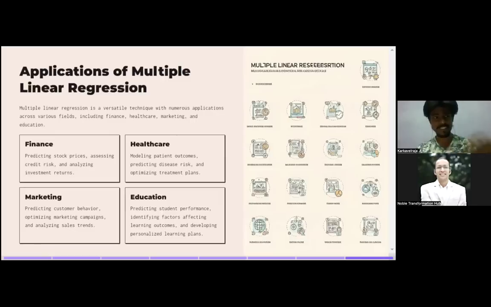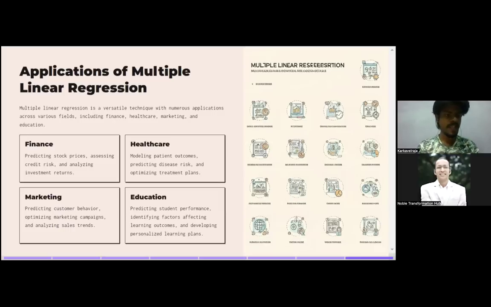So finally, we have the applications of multiple linear regression. Multiple linear regression is a versatile technique with numerous applications across various fields. It includes finance, healthcare, marketing, and education. I will say n number of fields, but there is only this much space to put, so that's the reason we have only four. All fields have an application of multiple linear regression whenever you need to predict continuous values.